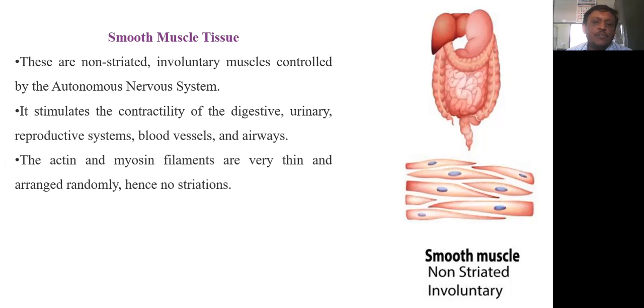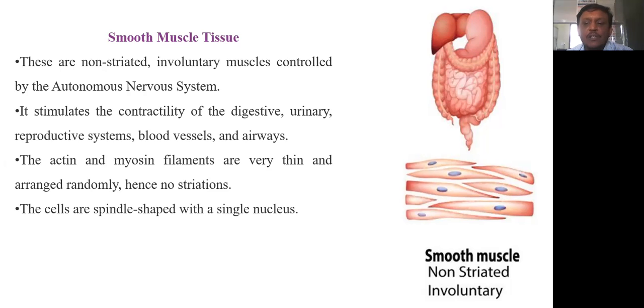The actin and myosin filaments of this type of muscle are very thin and they are arranged randomly. Hence, there is no appearance of striations on the surface of this muscle. Hence, these types of muscles are said to be non-striated muscles. The cells are spindle shaped, as shown in the diagram, with a single nucleus.